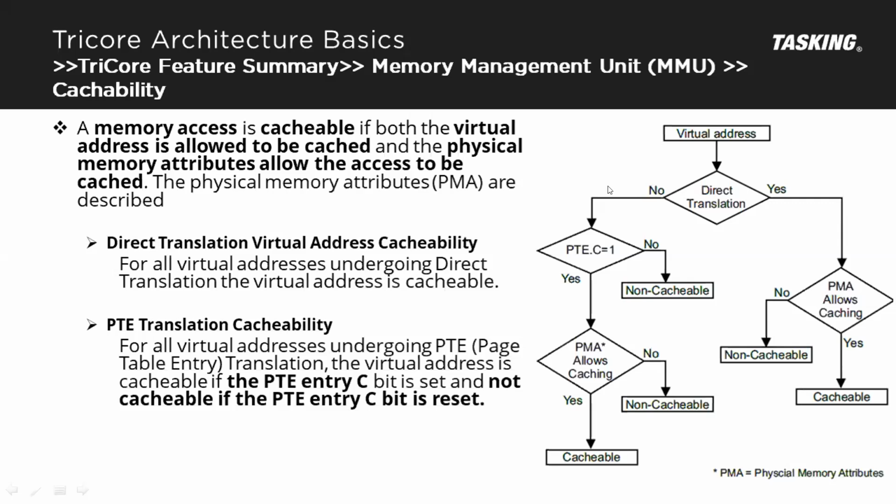And if there is no direct translation, so if I use this PTE translation, you can check the C bit inside this PTE register. If this C bit is 1, then it could be cached, and I will need to check this PMA to see if it allows caching or not. If yes, it will allow caching. So this is the flow for knowing whether the data or the instructions referred to with this virtual address will be cached or not. All right.